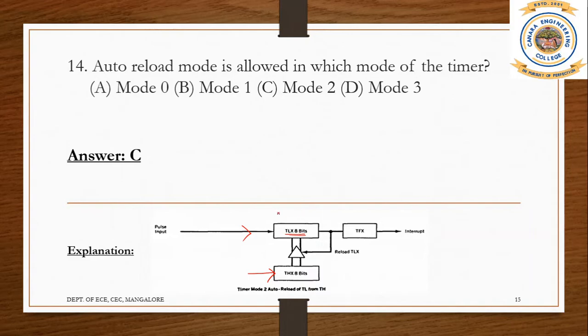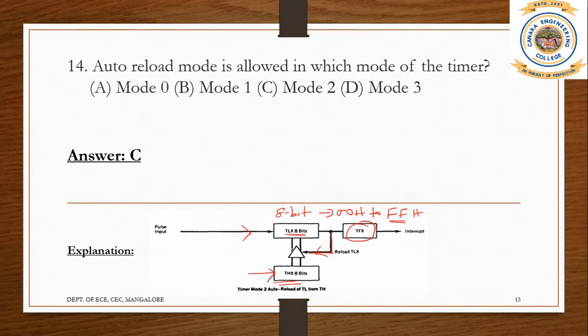So mode 2 is basically 8-bit timer, that is it can count only from 00H to FFH maximum. So when it finishes counting FFH, there will be an overflow. This is timer overflow flag. There will be overflow generated, and whenever overflow is generated, you will give a reload signal. So whatever the initial value you have saved here, that will go again to TLX.